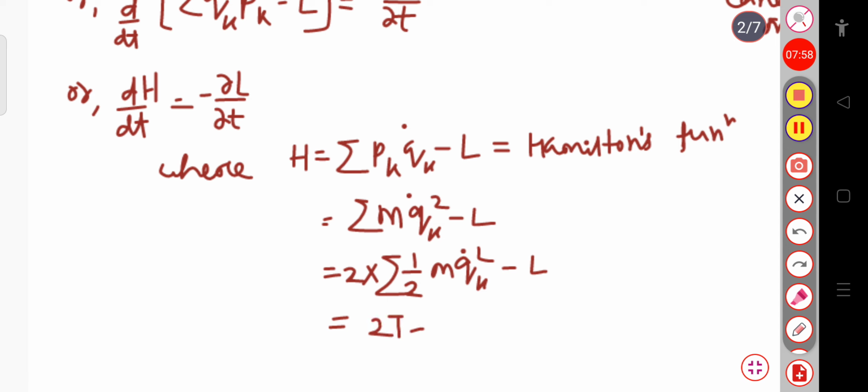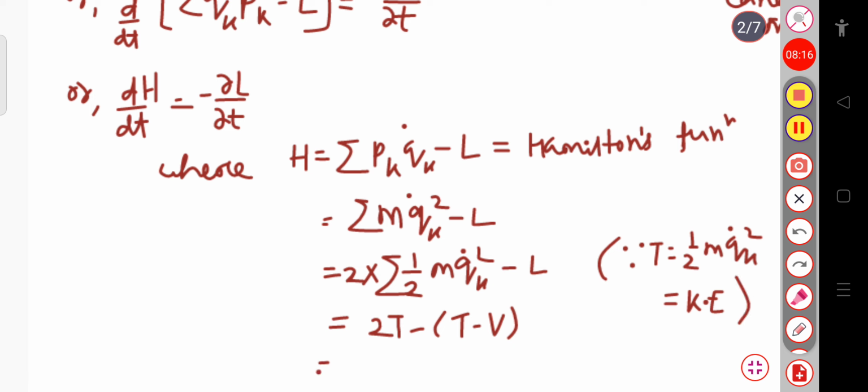Let me write here, since the kinetic energy T equals 1/2 m q̇k squared, and also the Lagrangian equals T minus V. So now this becomes 2T minus T, that will be T, minus and minus, that becomes plus V. So the Hamiltonian can be represented as H equals T plus V. Let me write again, H equals T plus V, that is the total energy of the system.